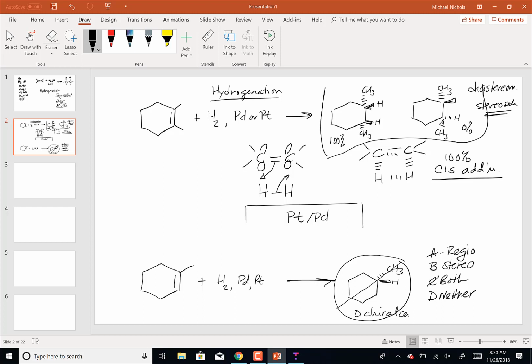And when you have 0 chiral centers or 1 chiral center, the reaction cannot be stereoselective. And remember, it has to select. It has to select something. So the only way it could potentially select something is if it's 100% cis or 100% trans. If it's not 100% cis and it's not 100% trans, then it's going to be 50-50, and whenever it's 50-50, it can't be stereoselective.